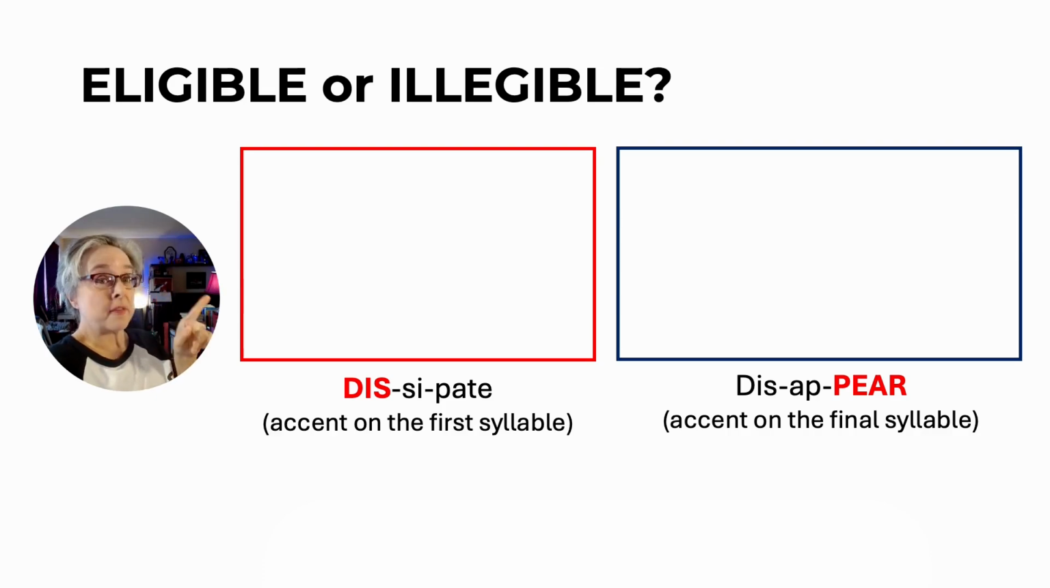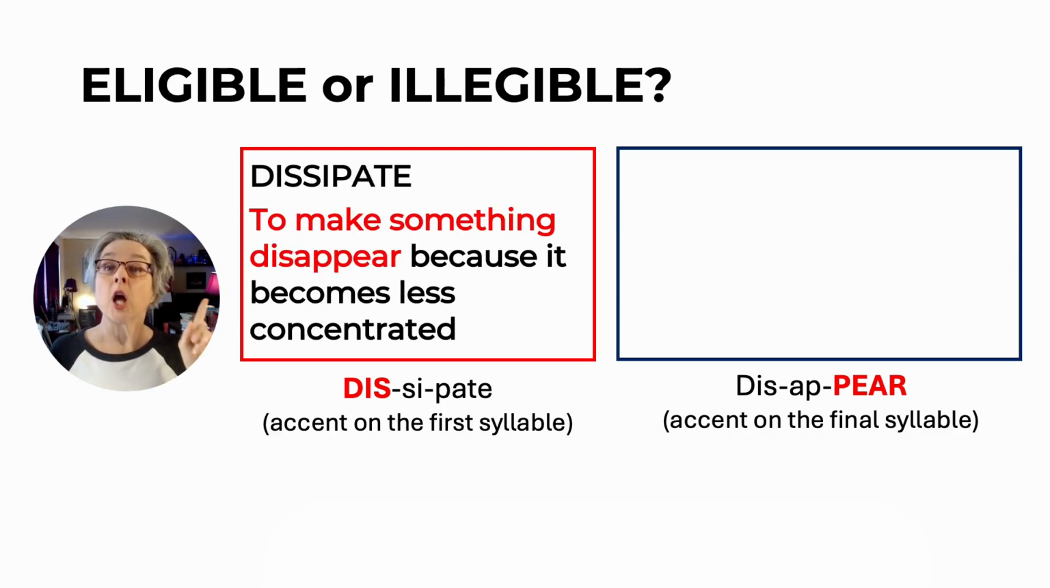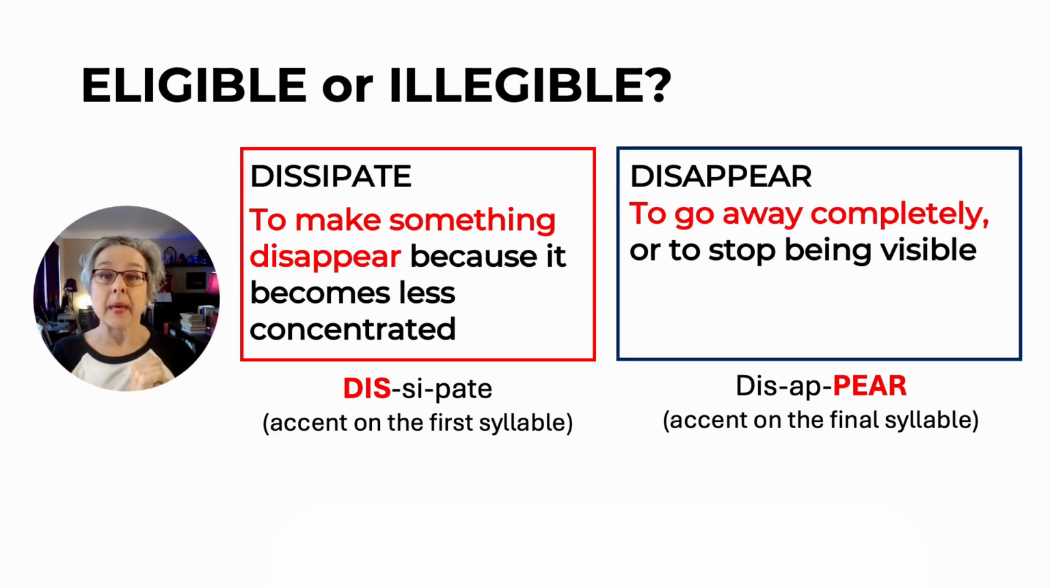Now, if you take a look at the definitions that we've got here, both dissipate and disappear look like they should mean the same thing, but pay very close attention to the way in which they're different. Dissipate means to make something disappear or to make something go away because it becomes less concentrated. Think of things like perfume or smoke, for example, where you might have a big concentration of it and then it goes away because it basically gets less concentrated.